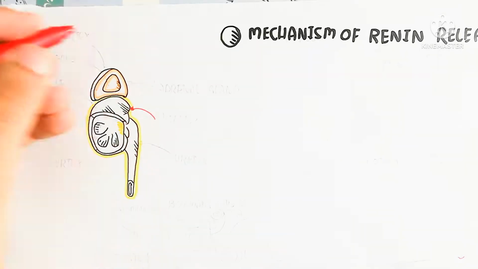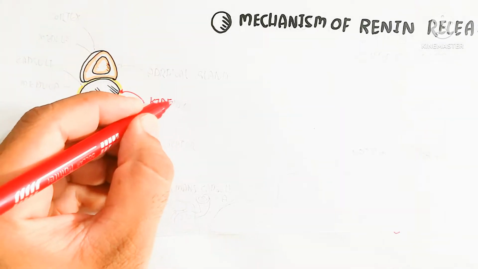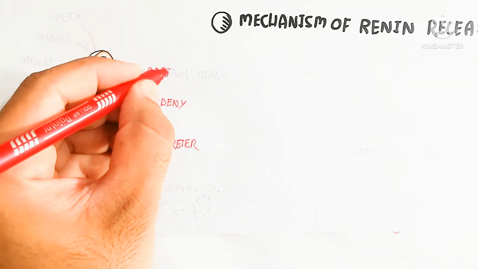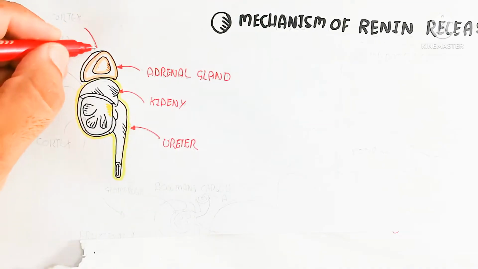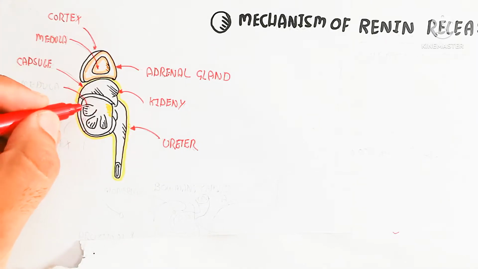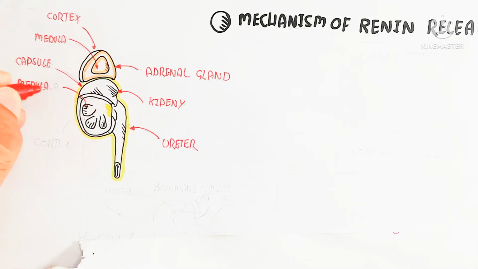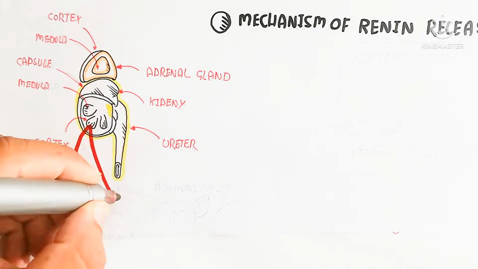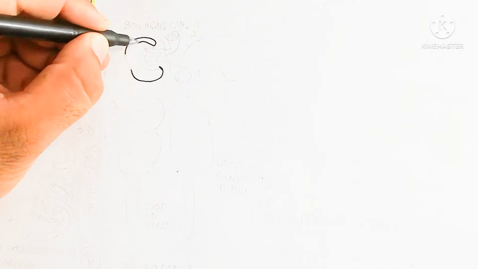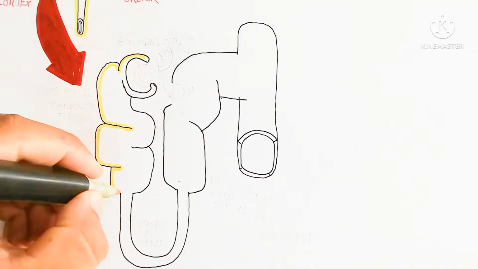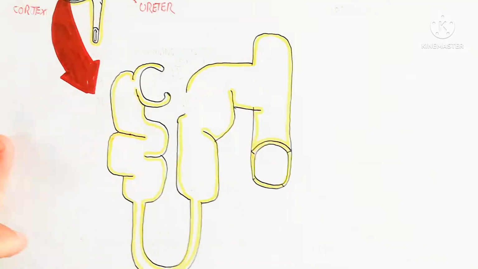So let's begin by understanding the urinary system. So this is the adrenal gland and kidney. The kidney is made up of the outer capsule, the cortex on the outer side, and the medulla inside. The cortex contains the glomerulus and the Bowman capsule as well, while the loop of Henle is present in the medulla.